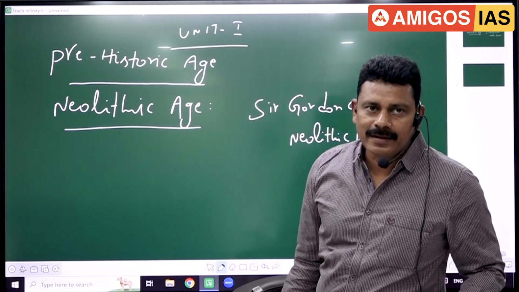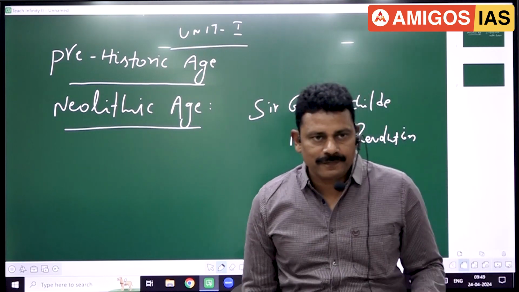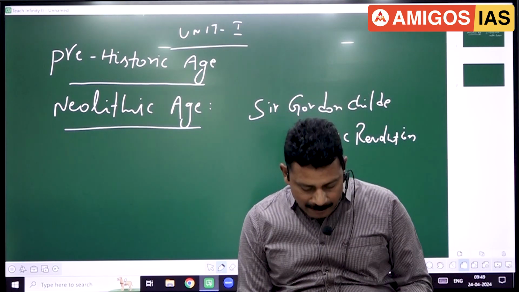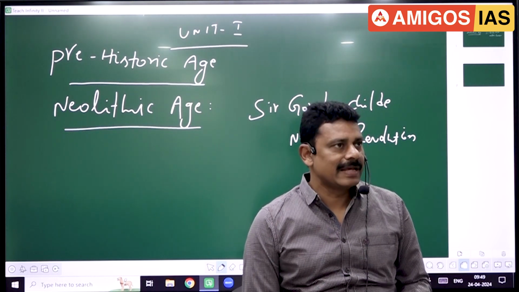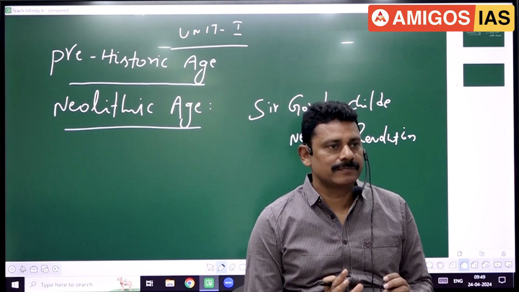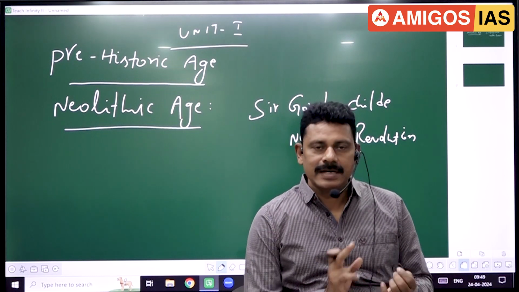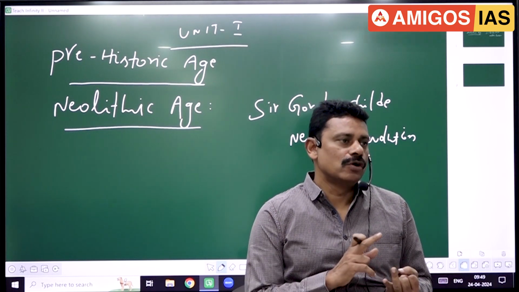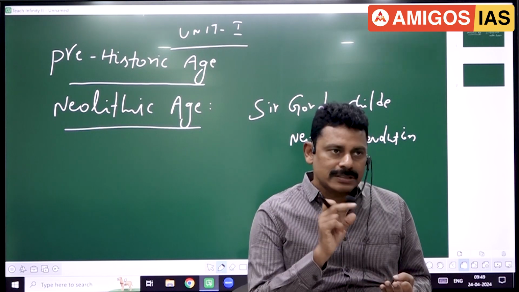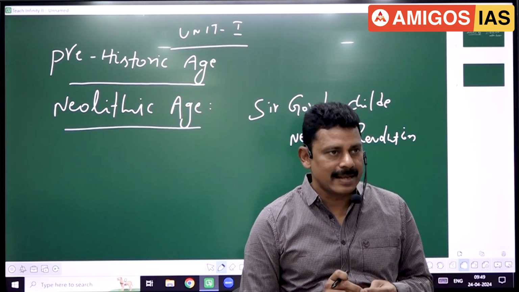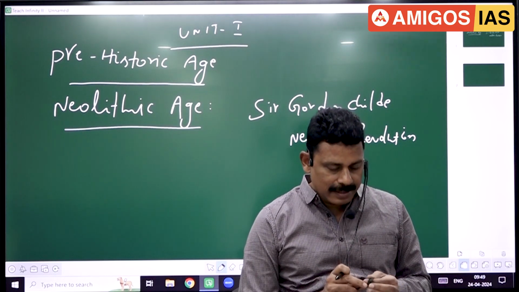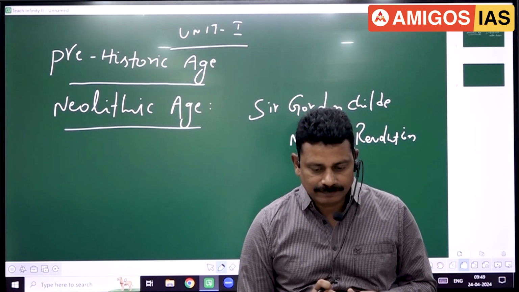Which one of the following was one of the major developments as part of the Neolithic Revolution? Neolithic Revolution means three components, three developments: settled life, agriculture, domestication of animals. This term has been used by Sir Gordon Childe, an Australian archaeologist. So he has dealt with the Neolithic period.